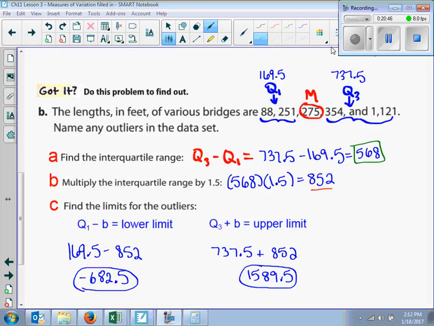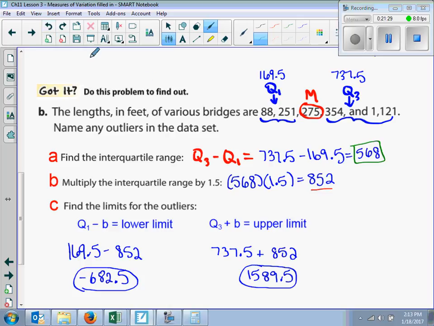So, example B, we have the lengths in feet of various bridges are these. We want to name any outliers in the set, okay? So, the first thing we want to do is find our quartiles. So, the median is the second quartile. We have 1, 2, 3, 4, 5 numbers, so we only have one middle number. So there's the median. 275 is our median. And again, once you get that median, you're not going to use it again. Is everybody clear? All right, so that's the median.